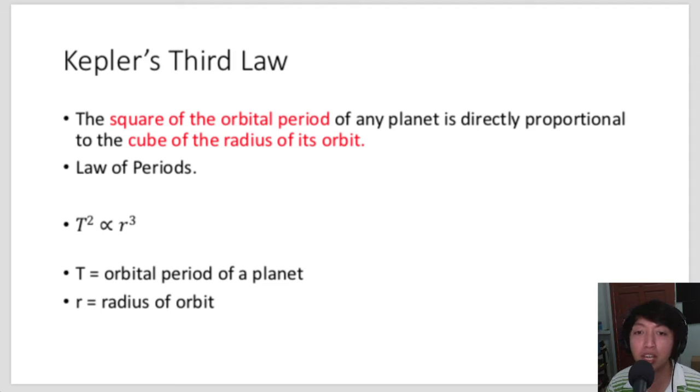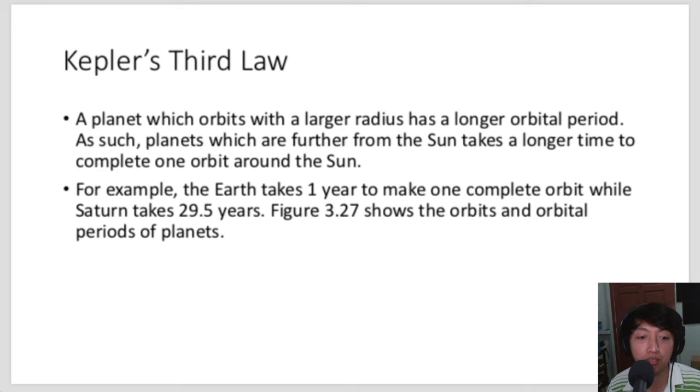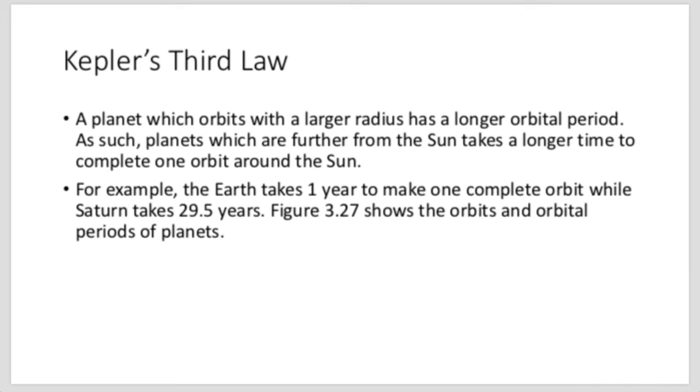So this is the one that we have some calculations to do. Some of you might be a little bit confused, but don't worry, we will go as we go on. Hopefully, it will help you understand a little bit better. So a planet which orbits with a larger radius has a longer orbital period. Of course, that makes sense. Larger radius meaning it's further away from the sun, so it takes a longer time to go around the sun.